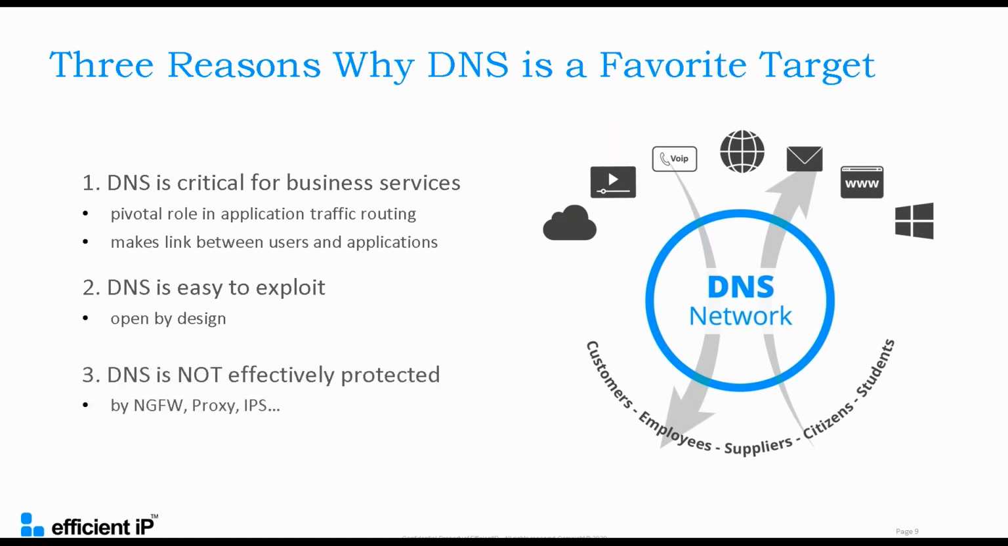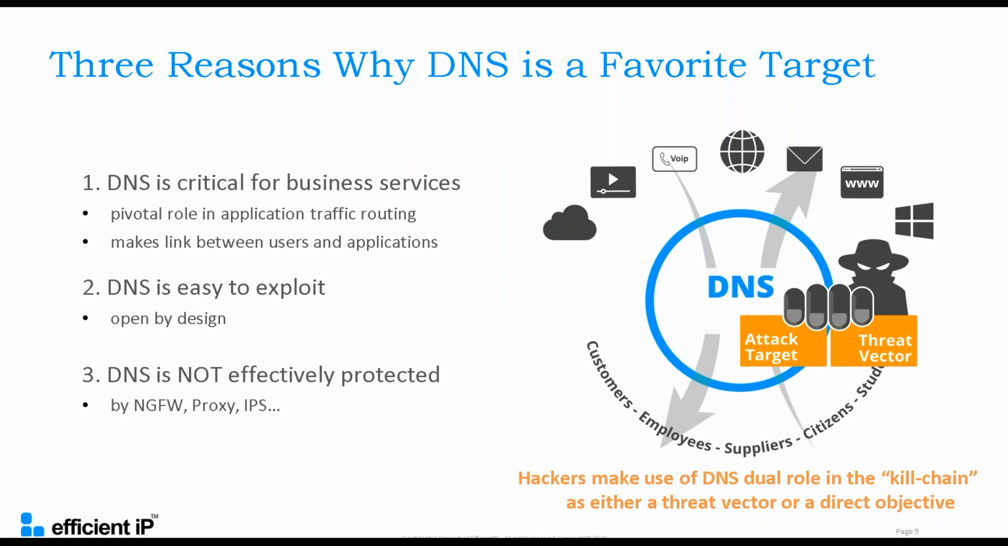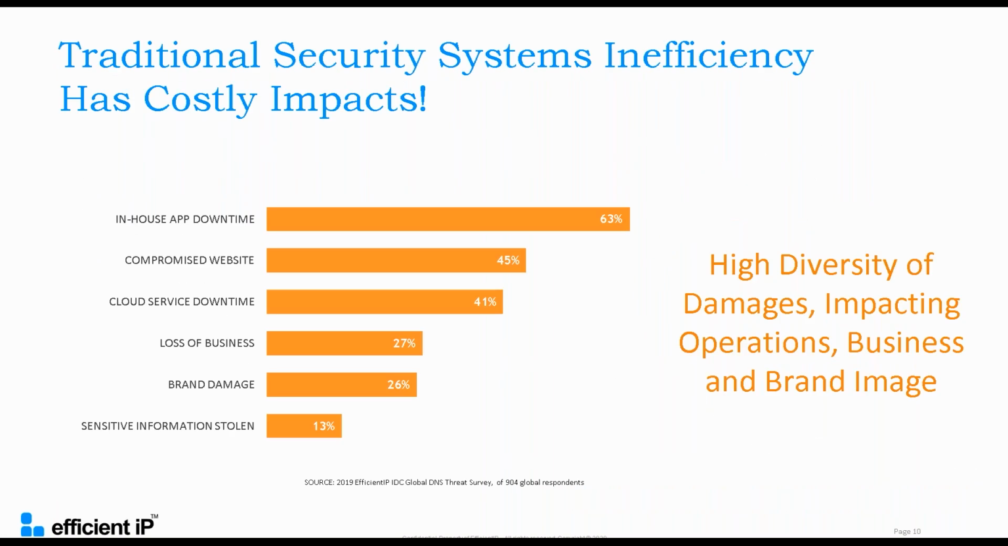As I mentioned previously in just the prior slide, DNS is not effectively protected by standard security solutions. And we'll get into this topic. It's not protected particularly well by next-gens, by proxies, or by packet scanning, packet detection. So attackers are using the DNS service as a twofold weapon, if you like. They can use it as an attack target, or they can use it as a vector. They're making use of the dual role in the kill chain, because why just attack something if you can use it to attack something else and maybe obfuscate what you're doing?